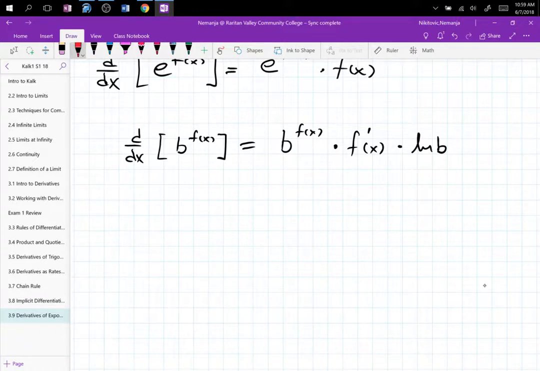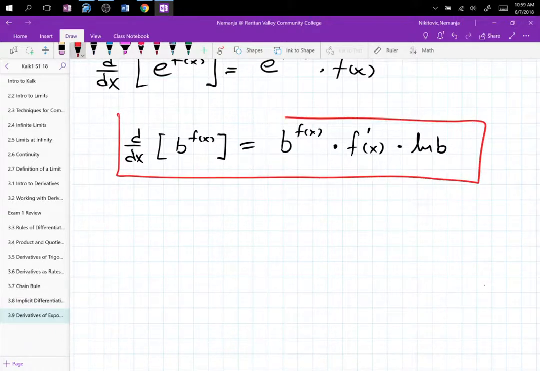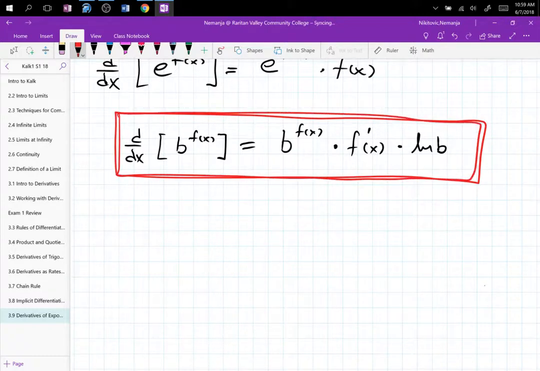Now this is the one that is getting boxed, because this is the formula for exponential. Anything that we have is part of that formula.